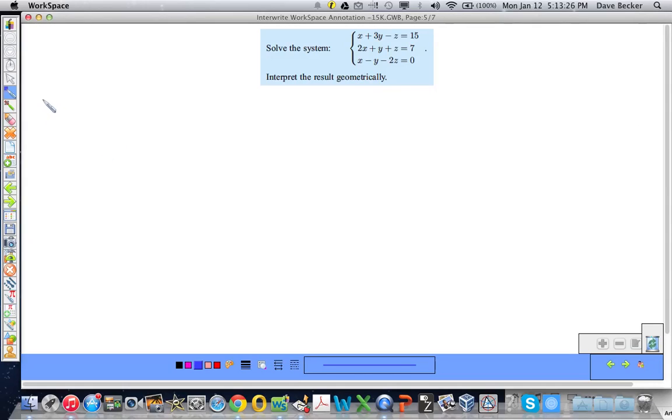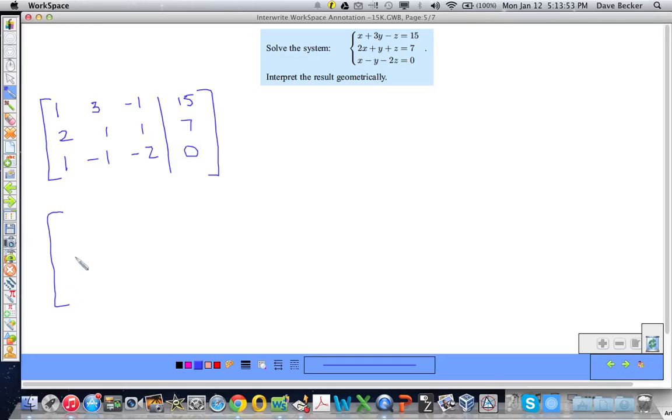So first thing we need to do is set up this matrix. So that would be 1, 3, -1, 15. Where did I get these? The coefficients of equation 1, and then the constant. And then 2, 1, 1, 7, and then 1, -1, -2, 0. Okay, so I'm going to get my next matrix ready.